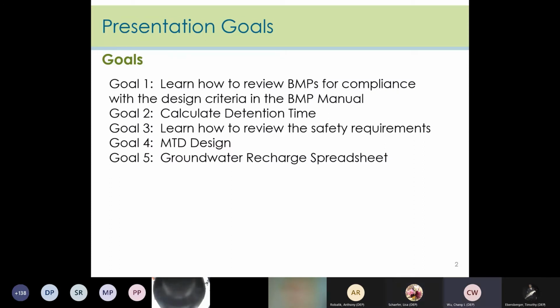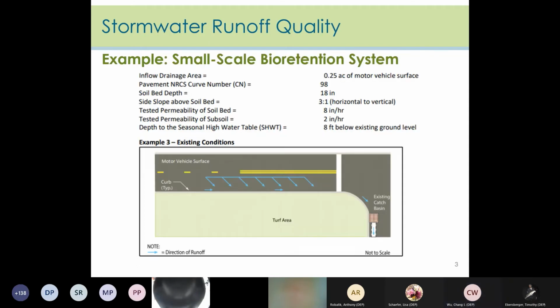The goal of my presentation is to learn how to review the BMP for compliance with the design criteria in the BMP manual, calculation of the detention time of the detention BMPs, and then how to review the safety requirements. I'm also going to address a little bit about MTD design and the groundwater recharge spreadsheet, and continue Manish and Anthony's presentation regarding the infiltration BMP.